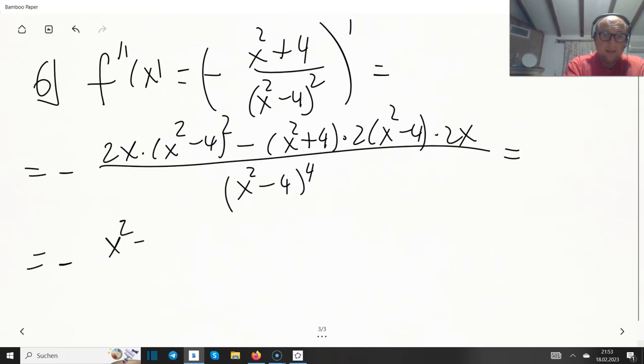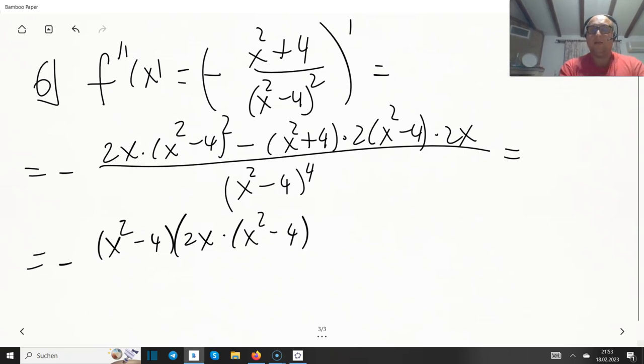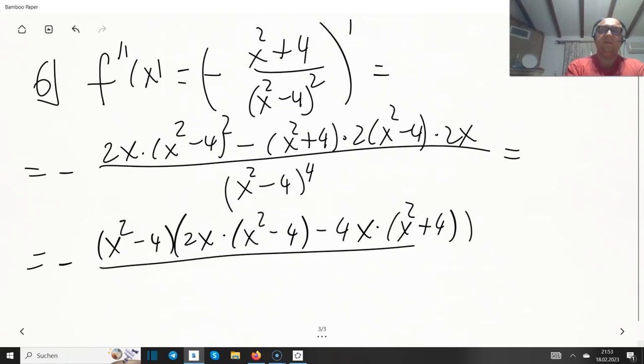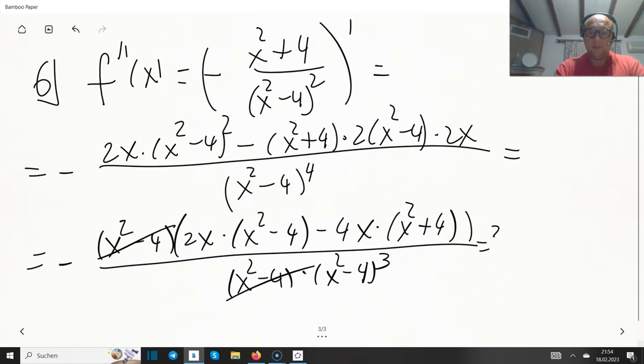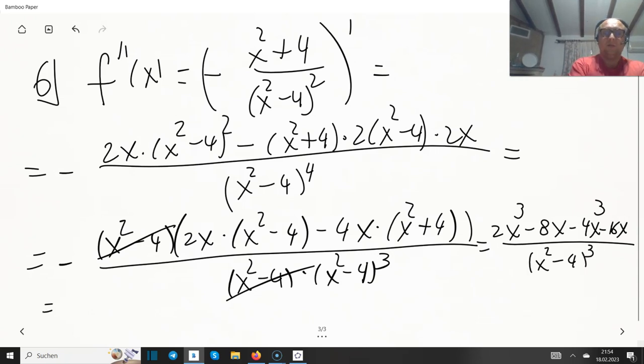Keep minus, we take x squared minus 4 outside of the parentheses. We would like to have 2x times x squared minus 4, then minus 4x times x squared plus 4. I think I'm done here. Divided over x squared minus 4 times x squared minus 4 cubed. Boom, bam. All right, 2x cubed minus 8x minus 4x cubed minus 16x divided over x squared minus 4 cubed. 2 minus 4 minus 2, x cubed. Minus and minus, minus 8 minus 16 minus 24, x divided over x squared minus 4 cubed.